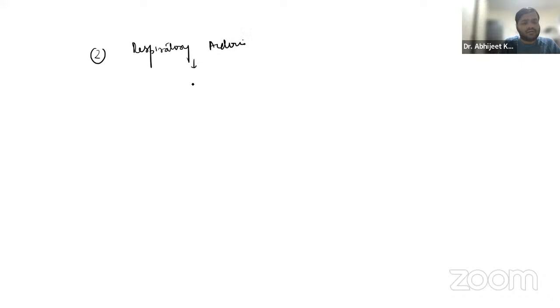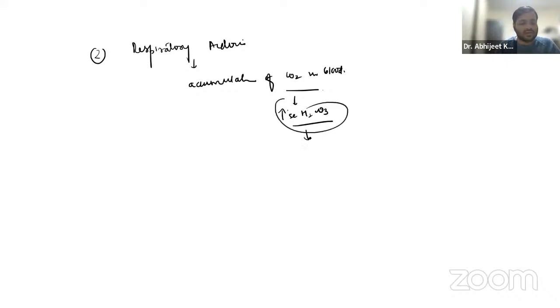It is when there is accumulation of CO2 in blood, which will lead to an increase in carbonic acid, that is H2CO3. Now, if there is an increase in H2CO3, there will be a decrease in the blood pH. Okay. So the primary disturbance is if there is any problem in the gas exchange or any problem in removal of the CO2.